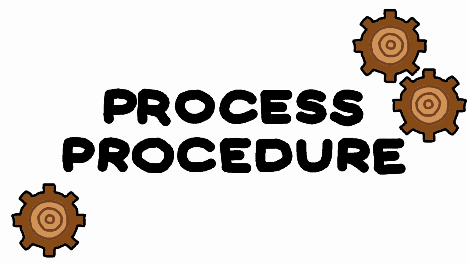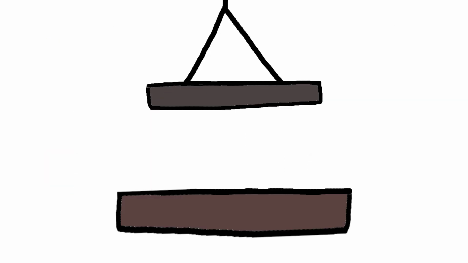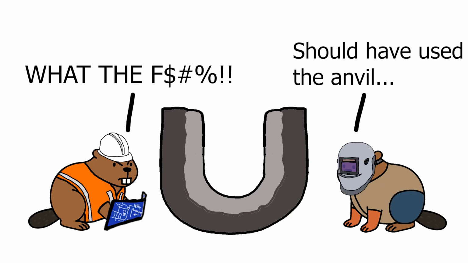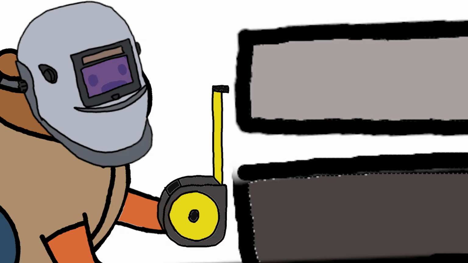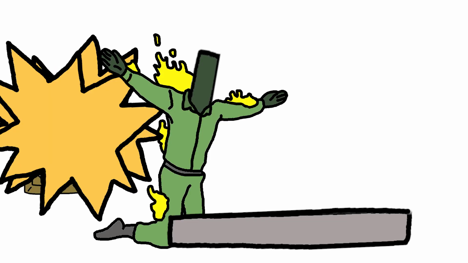Process procedure. The metal faces are cleaned prior to welding. No rust or deformation is allowed. The base plate is then supported on the anvil to prevent distortion. The flyer plate is then put on top of the base plate with a standoff distance depending on the weld. The buffer plate is then placed to protect the flyer plate from any damage.